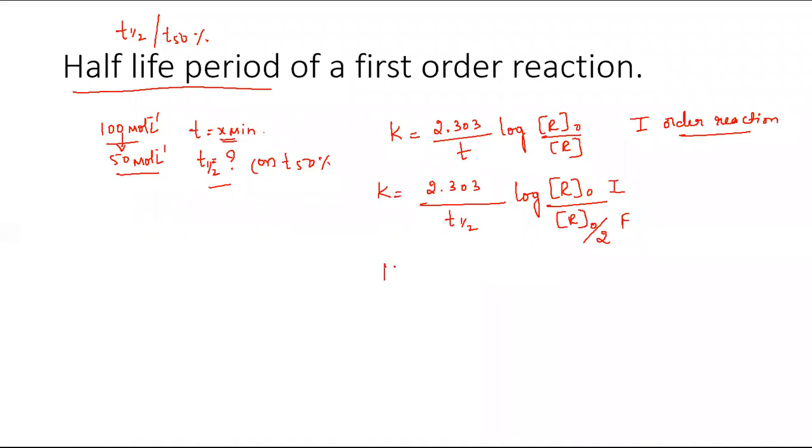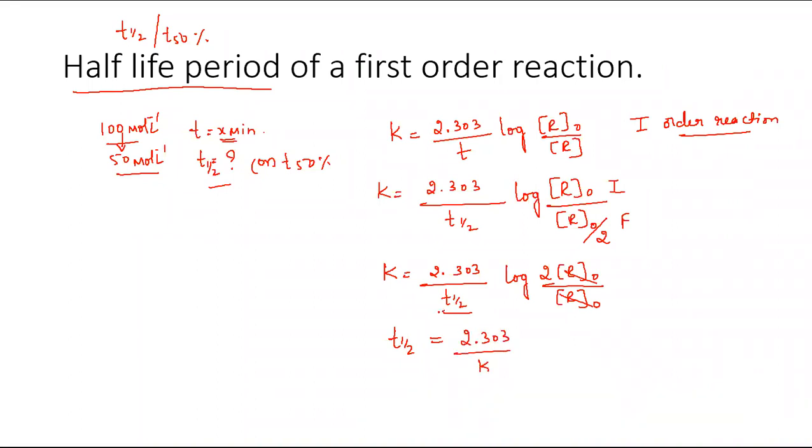Now, let us rearrange this. k is equal to 2.303 divided by T half, log r naught divided by r naught by 2. This 2 goes up to the numerator, 2 r naught divided by r naught. Now, as we have the same values in both numerator and denominator, let us cancel it. r naught cancels. So since we are deriving the half-life period, take T half to the LHS and send k to the RHS: 2.303 divided by k. Look, I have removed this here and brought k here. Log 2 is left. What is the value of log 2? That is 0.3010.